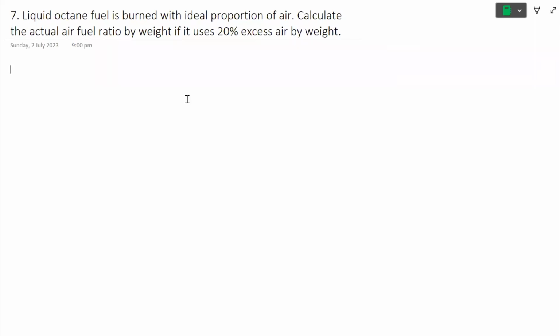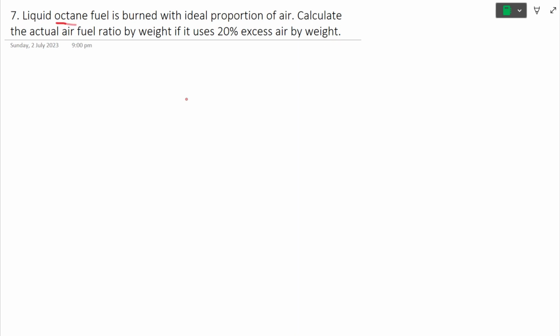Okay, so continuation. A liquid octane fuel is burned with ideal proportion of air. You calculate the actual air-fuel ratio by weight if it uses 20% excess air by weight. So dito, kung hindi mo kabisado yung pinaikli kong formula, kailangan mag-stoichiometric analysis. Okay? And then, another dilemma here is if you don't know the chemical formula for your fuel na ginamit dito.